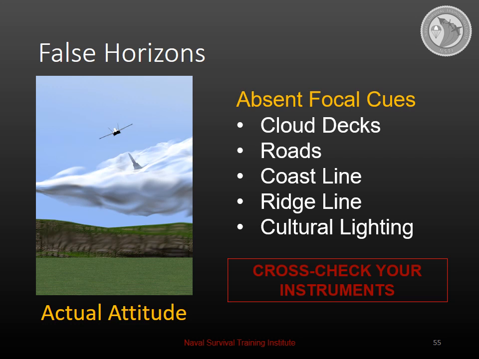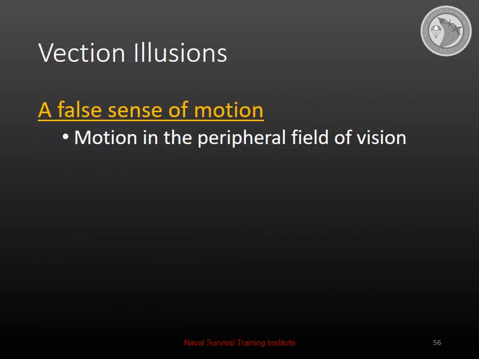Again, you have an instrument in your cockpit that tells you what's level. Even in easy conditions, easy flying conditions, good visual conditions, you should always be coming back to cross-check those instruments. Next, let's talk about vection.